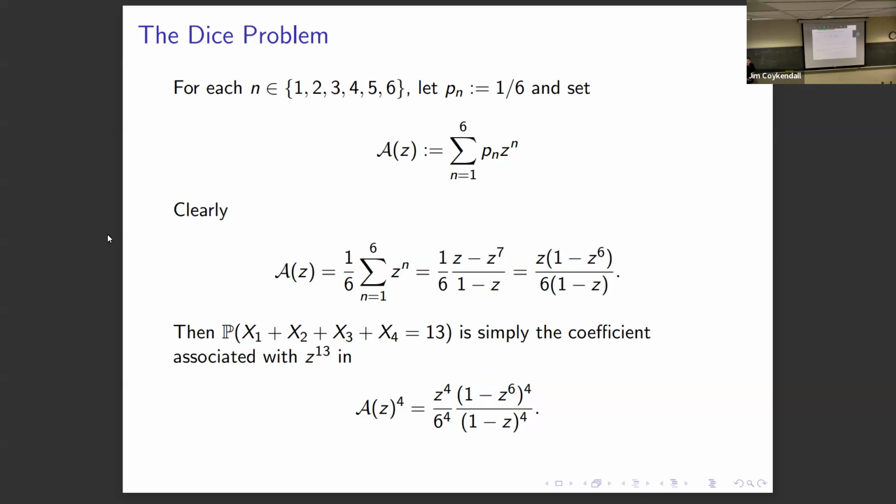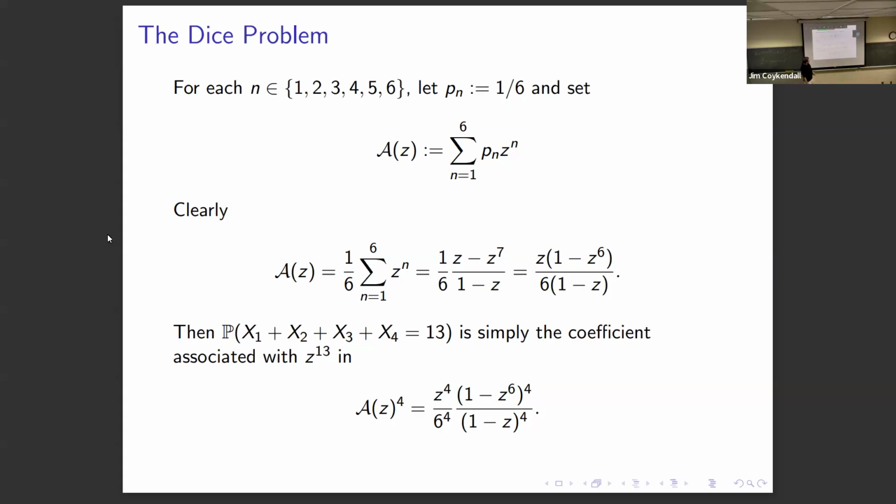Everybody see that? You might wonder where the 1 over 6 comes from. This represents the probability x1 is equal to 1. So if I roll the die, I get 1. It also represents probability x1 is equal to 2 or 3 or 4. So we get that. And of course, I can pull out the 1 over 6, raise that to the 4th power. Oh, I talked about it here. So this is the generating function of rolling a single die. So you end up getting this.